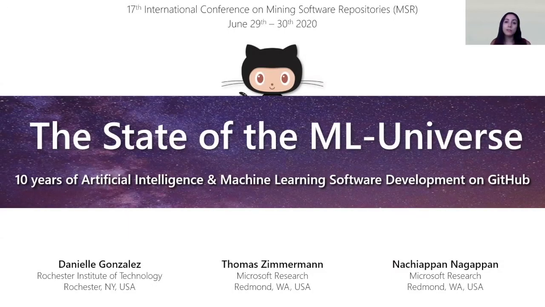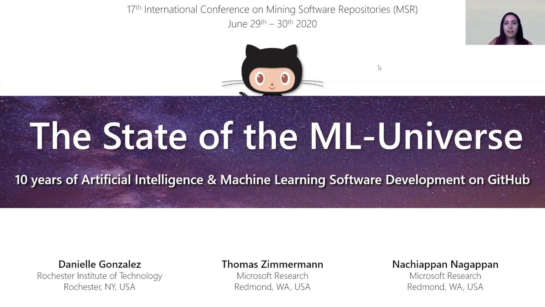I am a PhD student at Rochester Institute of Technology, and I'm going to be talking about a project I did last summer at Microsoft Research in Redmond, Washington with Tom Zimmermann and Nagappan. Our project was called The State of the ML Universe, 10 Years of Artificial Intelligence and Machine Learning Software Development on GitHub. Artificial intelligence and machine learning are ubiquitous terms now in software engineering.